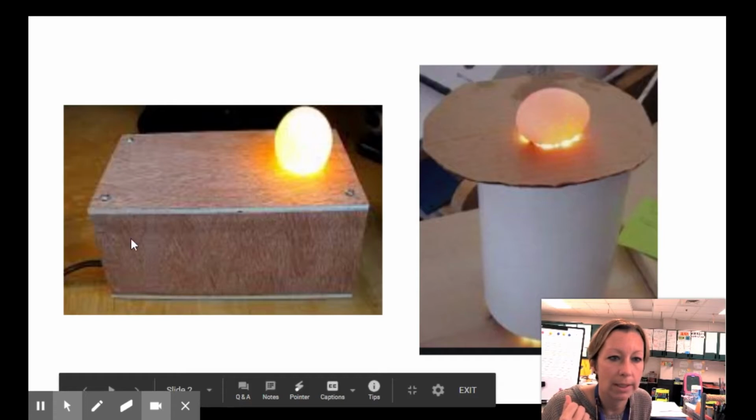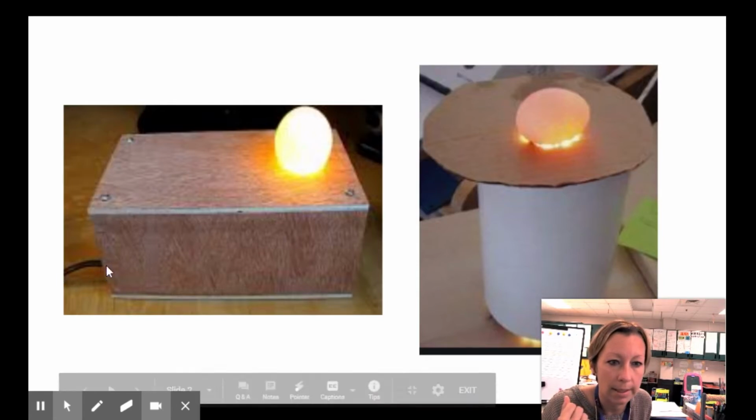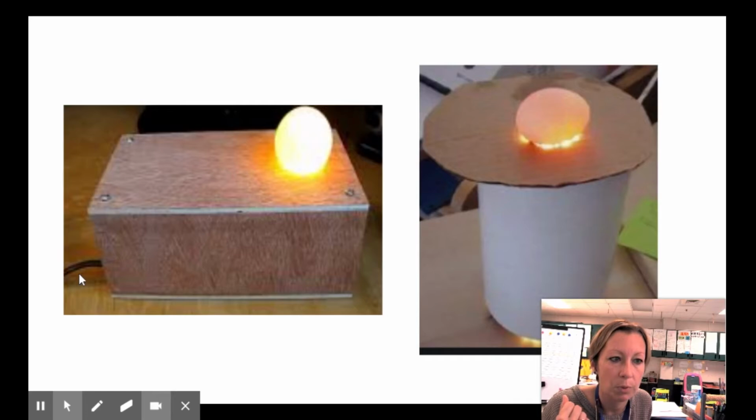Now, this one is homemade, but it looks like it has a cable, so it's probably plugged into the wall. This one most likely has a flashlight inside of it, but like I said, a long time ago, they used an actual candle. That's why it is called egg candling.